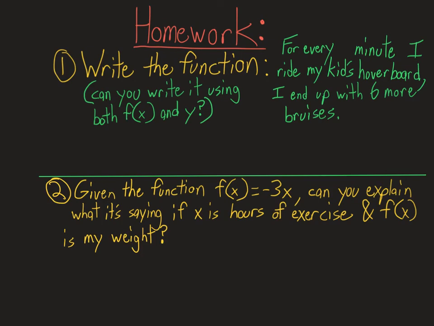All right, number 2. Given the function f of x equals negative 3x, can you explain what that's saying? If x is the hours of exercise and f of x is my weight, what is that equation saying? What is that function telling me? All right, pause it here. You can do these, and then I'm going to flip to the other page in just a sec to explain the third problem.